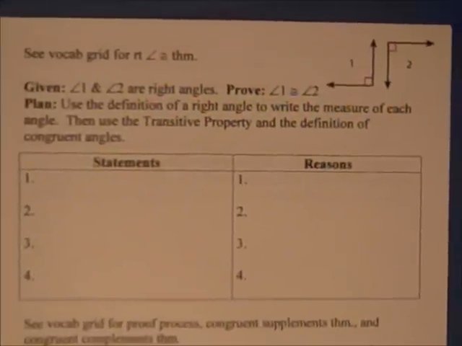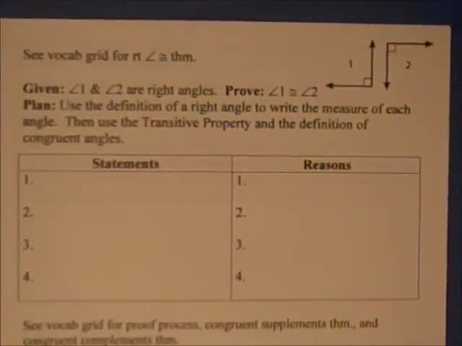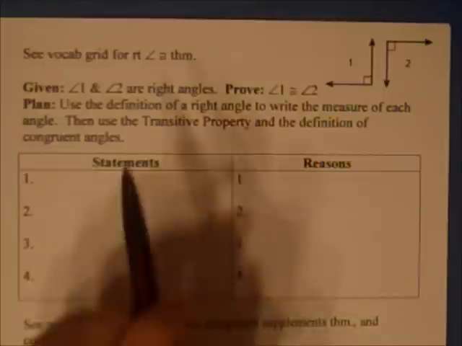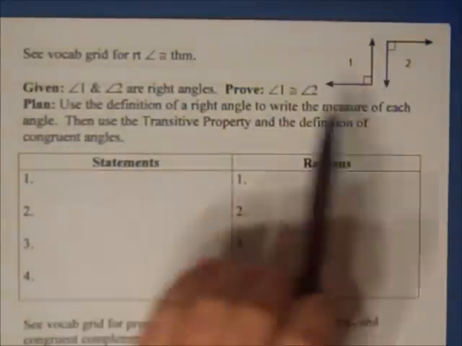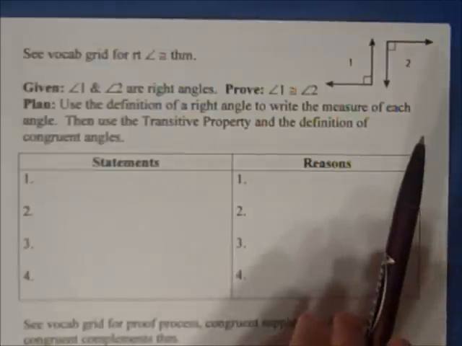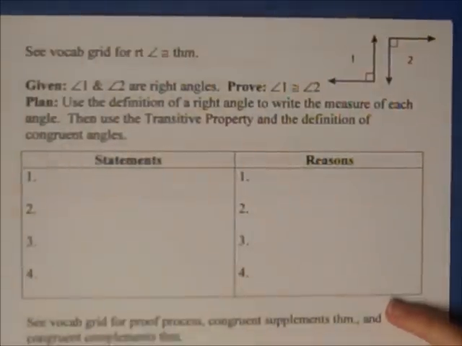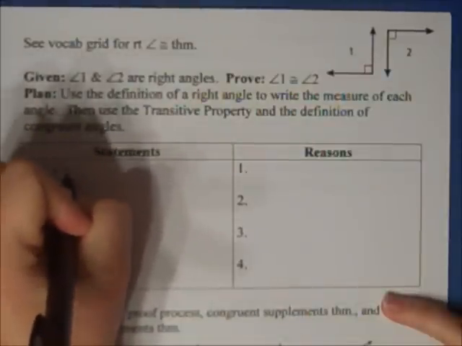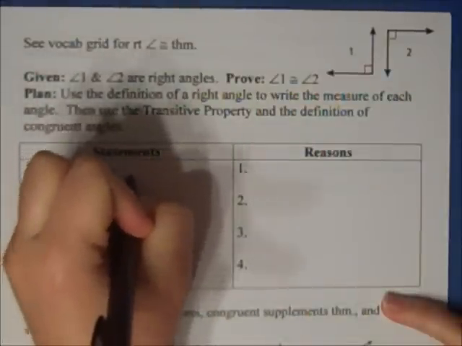Alright, vocabulary grid for the right angle theorem, which says all right angles are congruent. And of course that makes sense to us because they're all equal to 90 degrees, so they're all going to be congruent, which is what we're going to prove right here. So I have my given and prove statement. Given that angle 1 and angle 2 are right angles, I need to prove that they're congruent to one another. Okay, so you know the drill. Start with given. Angle 1 and angle 2 are right angles.